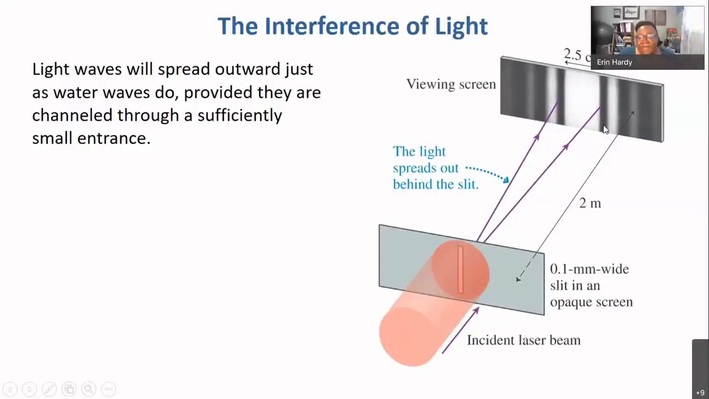So we would see a pattern that's made up of bright lines or bright regions and dark regions.